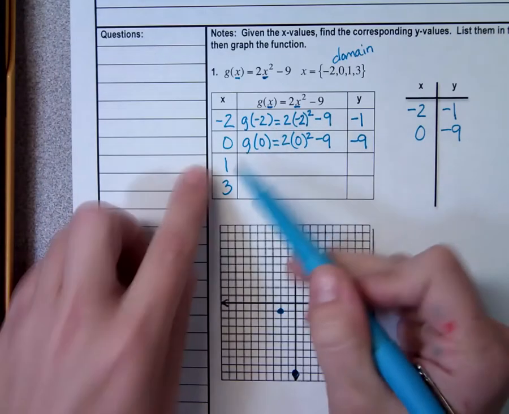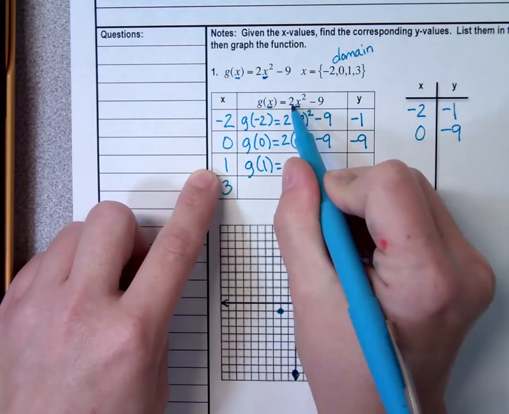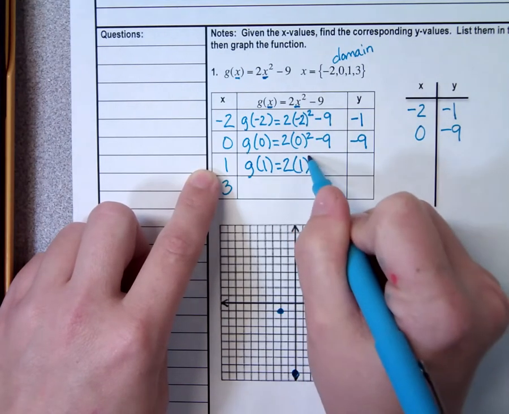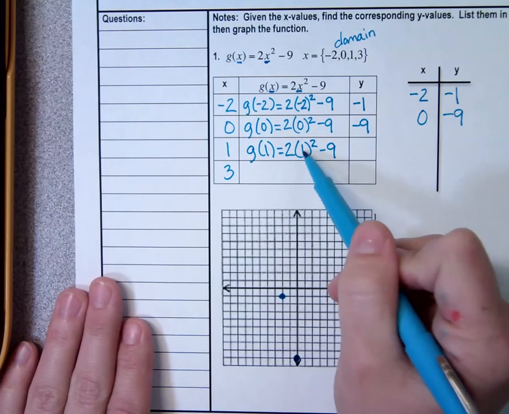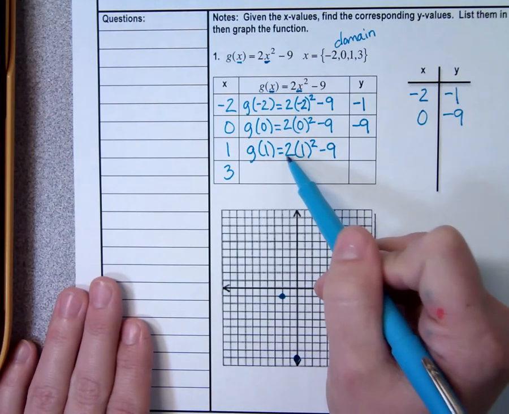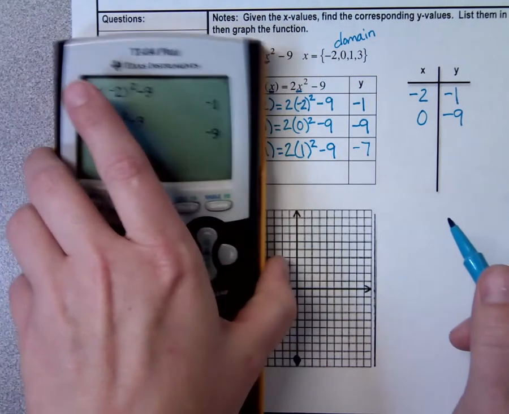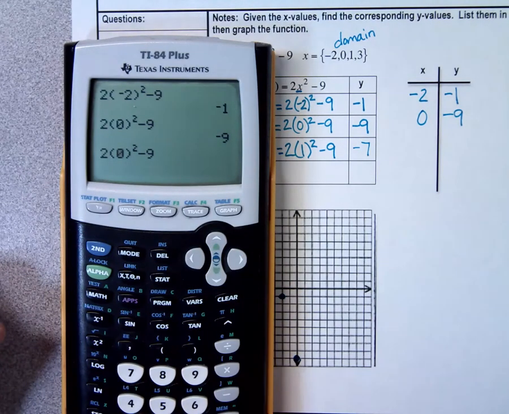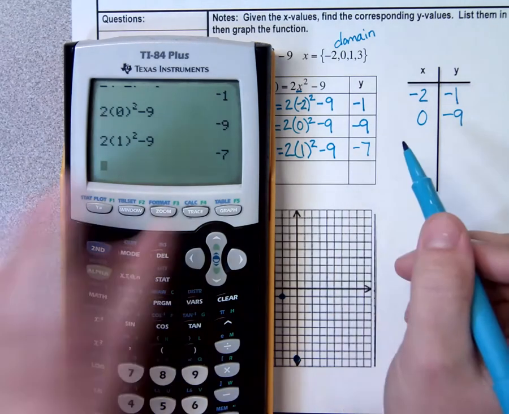Okay, now I'm going to plug 1 into that x and that x, so g of 1 equals 2. Slap my parentheses down, plug the 1 into the x, squared minus 9. So let's practice order of operations. 1 squared, 1 times 1 is 1. 1 times 2 is 2. And 2 minus 9, -7. And I can try my handy-dandy calculator. Second Enter, arrow over, change that 0 to a 1, and voila, I am correct.